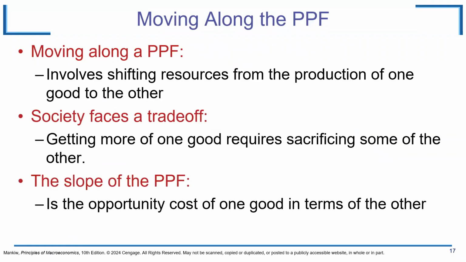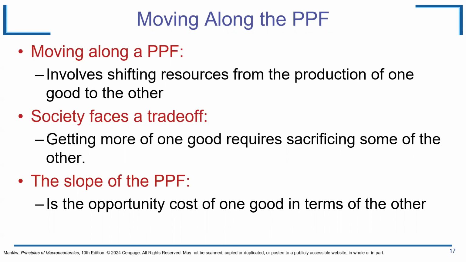So we can also look at what if there's a move along the PPF. It will involve shifting resources from the production of one good to the other, and this kind of move will follow the principle of the trade-off, or the principle of scarce resources. If you want to get something, you always need to sacrifice the other one. So the society faces a trade-off. Getting more of one good requires sacrificing some of the others.